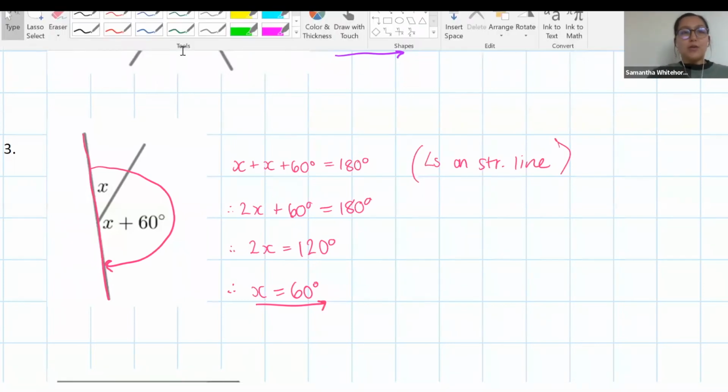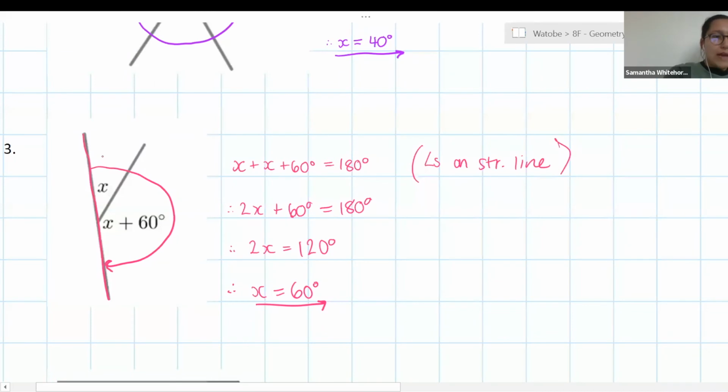So what you now know is that this small angle over here is 60 degrees, and this bigger angle here is 60 plus 60 degrees. So only once you have x can you now work out the sizes of each of those angles. But what you have found is that the x variable represents 60 degrees. And so now, as I've already said before, you can check your answer.